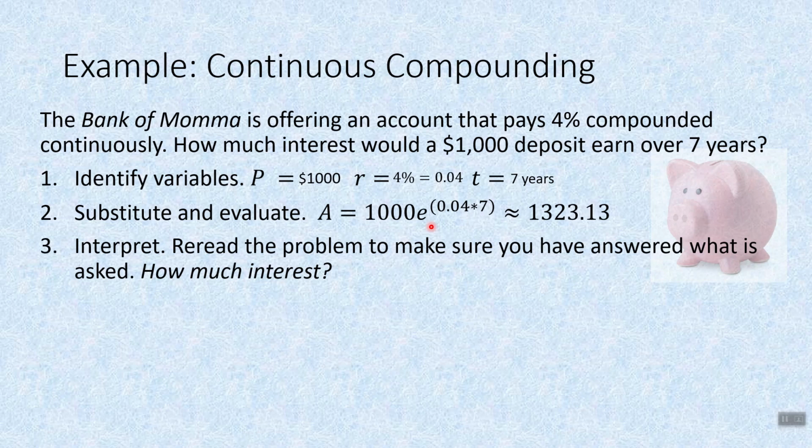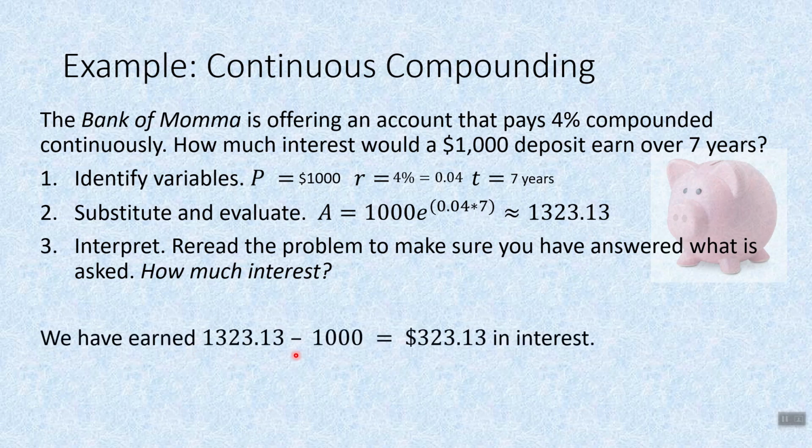But let's reread the problem, right? Anytime you're answering a question, make sure you've answered what's actually asked. I'm being asked how much interest, but this A is the entire future amount. Well, if my future amount is $1,323.13, and I deposited $1,000, then only the $323.13 is interest. Right? Are they asking for future amount or are they asking for interest? Make sure you answer the question that is being asked.